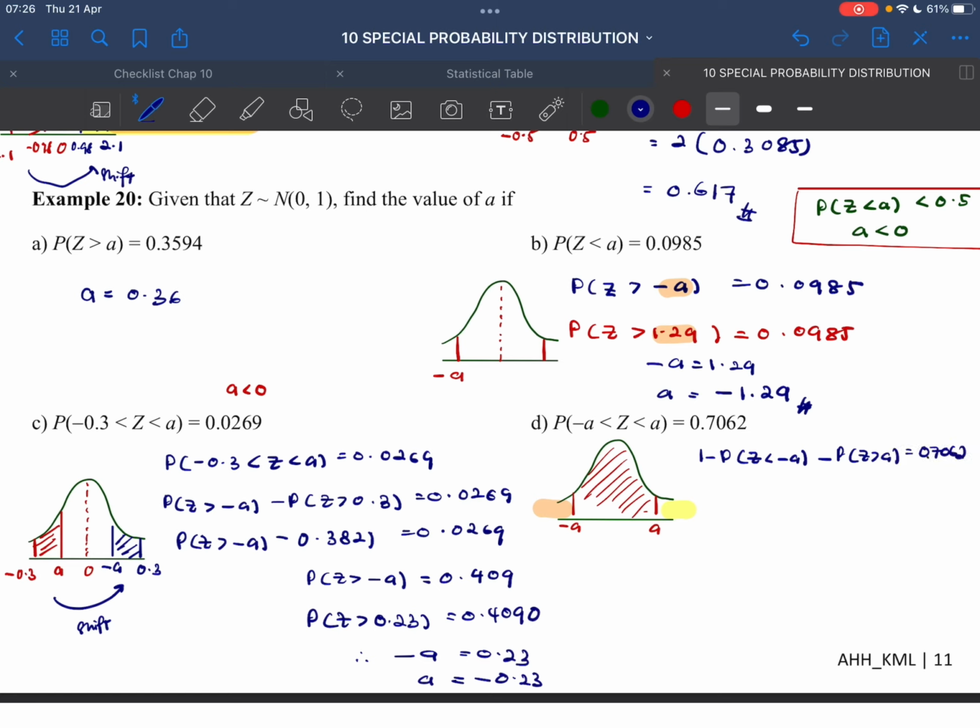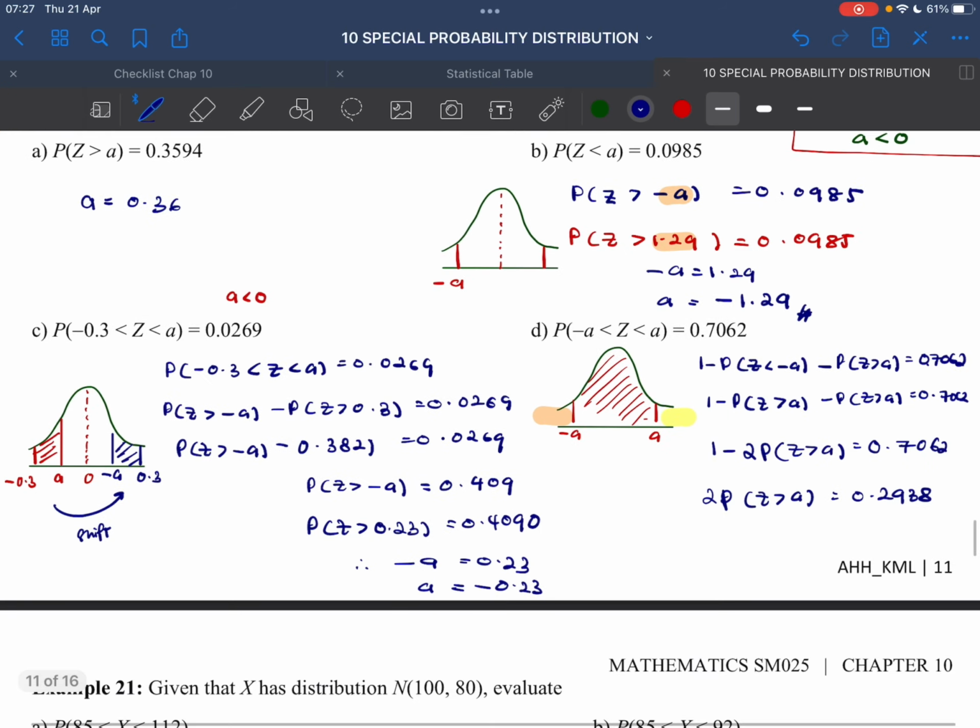0.7062. And this one here, using the shift, we can change to P(Z > A), minus P(Z > A), which is here 0.7062. And this is the same thing, so it will be 1 minus 2 P(Z > A) equals 0.7062. Okay, so now we have 2 P(Z > A), we bring 1 to the other side, you should get 0.2938. Okay, we want to get rid of 2, divide both by 2, you should get P(Z > A) equals 0.1469.